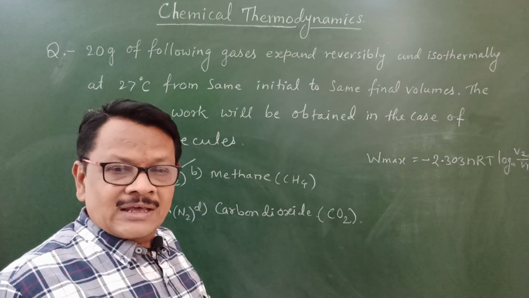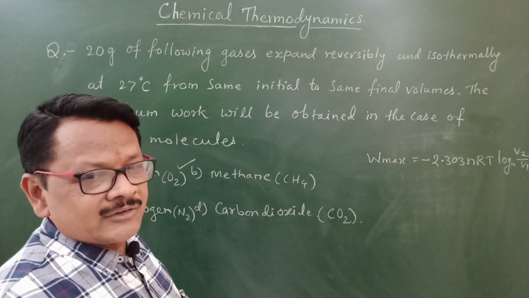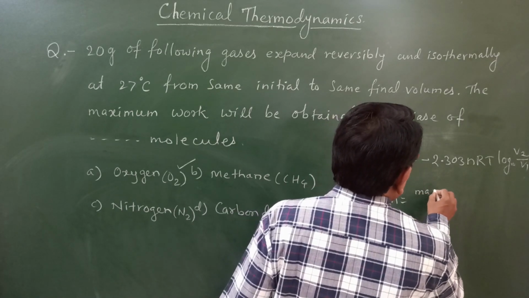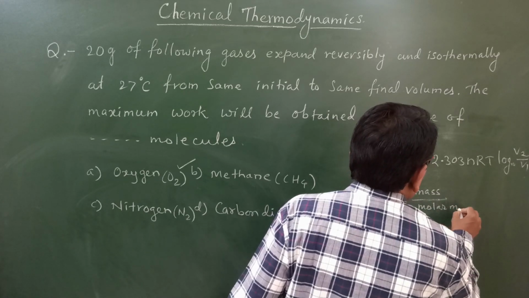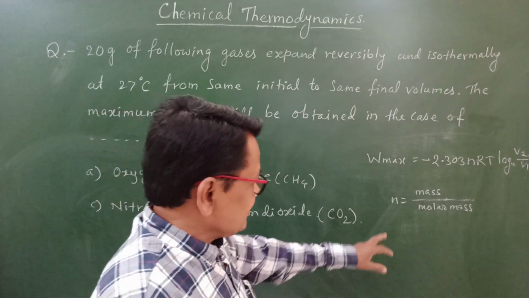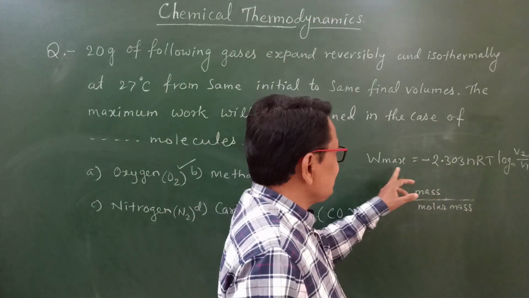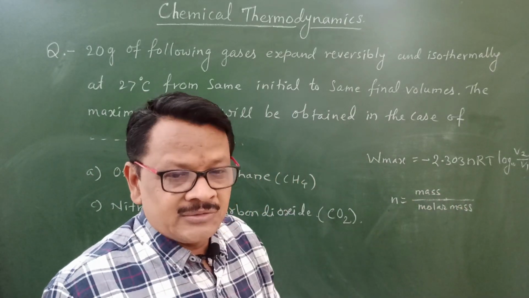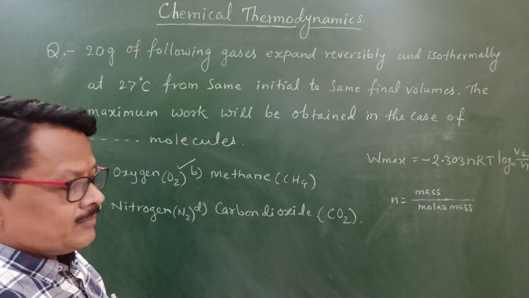Then how is the number of moles calculated? The number of moles, the value of n, can be calculated as mass upon molecular mass, molar mass. If the molar mass is smaller, then the value of n is larger. And when the value of n is larger, then the work done which is obtained in the process will be a maximum one. So therefore, in which molecule is the molecular mass smaller?